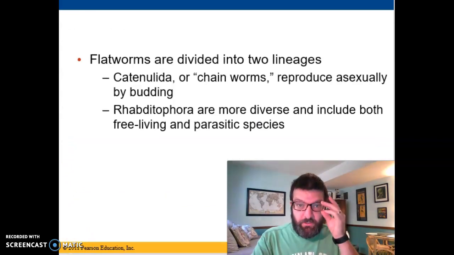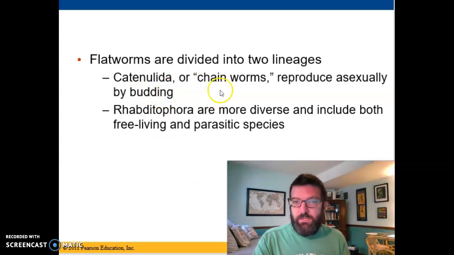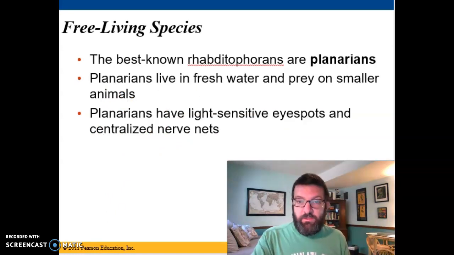Most recent phylogenies have separated flatworms into two main lineages. Catenulida, or chain worms, there are only about 100 species of these, so we're not going to talk much about them. And Rhabditophora, which include a lot of different kinds of flatworms. There are about 20,000 species of these, so pretty much everything we talk about is going to be in this category. Now, there are several free-living species within Rhabditophora, and the most famous are planarians, and we did a little bit with them in lab, you'll see.